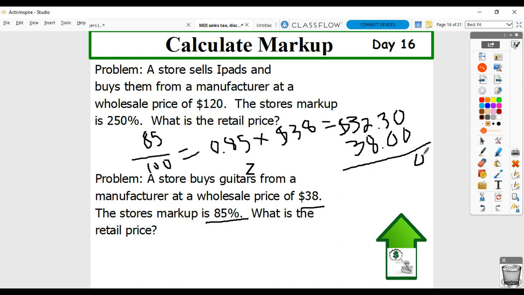0 plus 0 is 0. 3 plus 0 is 3. My decimal comes straight down. 8 plus 2 is 10, so 0 comes down, 1 comes up. And 3 plus 3 is 6, plus 1 is 7. So this one, the guitars actually cost $70.30. Go ahead, take a couple minutes, make sure you have all that written down for today's warm-up.